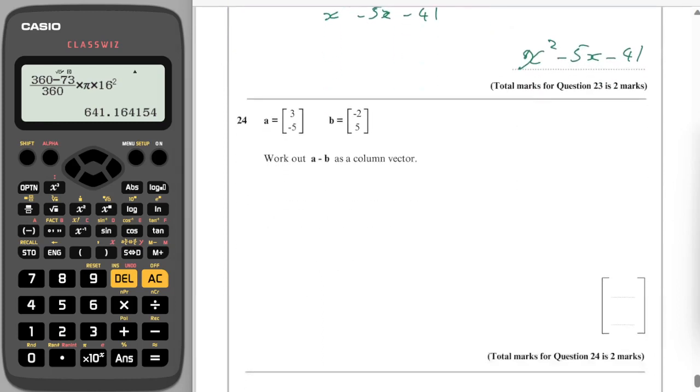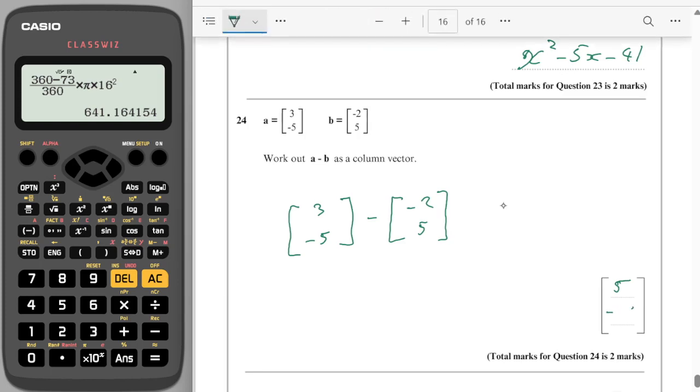Okay, work out A minus B as a column vector. So we've got 3, minus 5, and from that, so that's A, I want to minus B, which is minus 2, 5. So if I look at my x version, first of all, that's the top number. 3 minus minus 2 becomes 3 plus 2, so that would be 5. And then my bottom part, 5 minus 5 becomes minus 10.